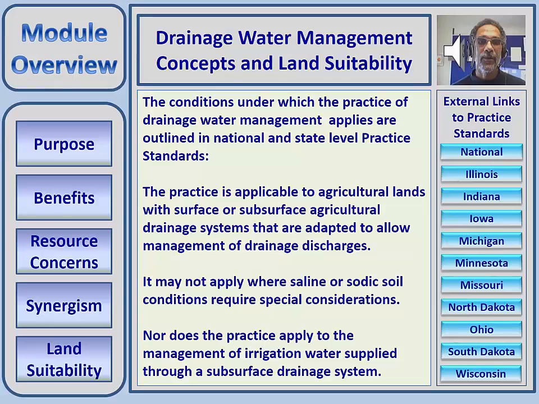The conditions under which the practice of drainage water management applies are outlined in national and state level practice standards. The practice is applicable to agricultural lands with surface or subsurface agricultural drainage systems that are adapted to allow management of drainage discharges. It may not apply where saline or sodic soil conditions require special considerations. Nor does the practice apply to the management of irrigation water supplied through a subsurface drainage system.